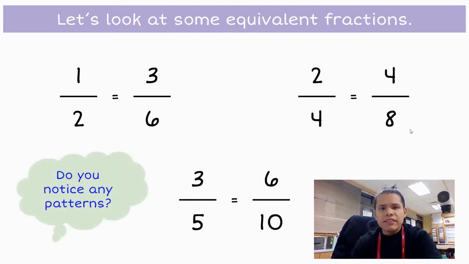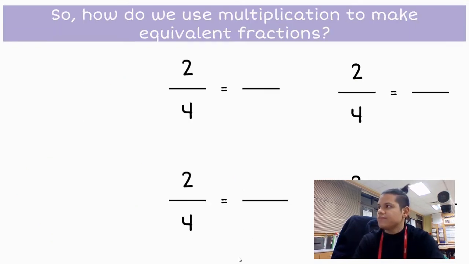So what do you notice about these numbers? Did you realize any patterns? What I noticed is that when you multiply the numerator and the denominator by a certain number, it creates an equivalent fraction. So 1/2 times 3 in the numerator and 3 in the denominator gives me 3/6. What number times 2/4 equals 4/8? 2 over 2. 2 times 2 and 4 times 2, that's what we multiplied in this example. And in 3/5, we also multiplied by 2 to make the equivalent fraction 6/10.